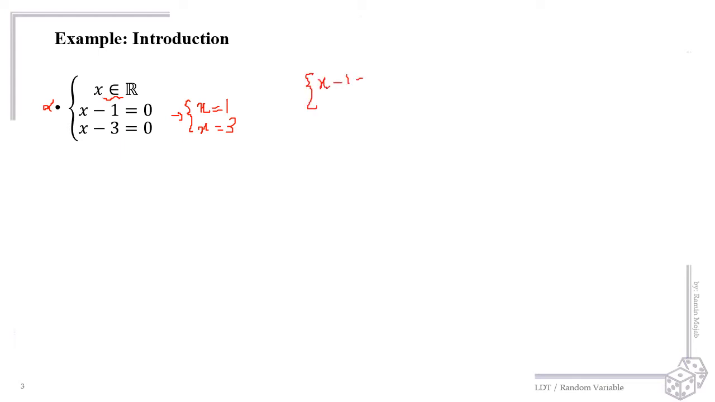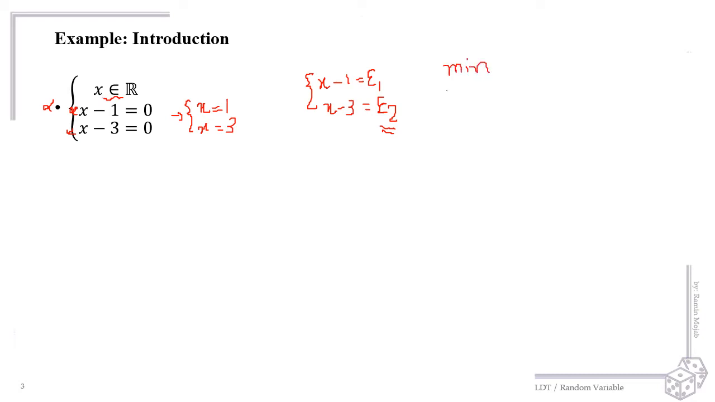X minus 1 equals epsilon 1 and x minus 3 equals epsilon 2. And these are errors. For example, if epsilon 1 is 0, then this equation is satisfied. The same is true for epsilon 2. If epsilon 2 is 0, then this equation is satisfied. And we define a distance and we try to minimize that distance. The distance is the sum of squares of errors.